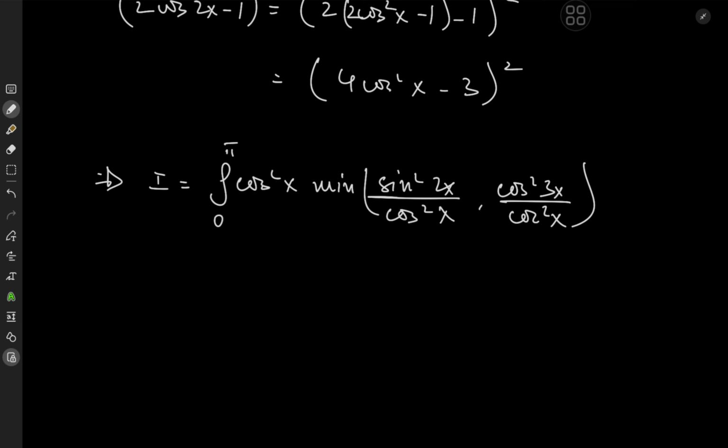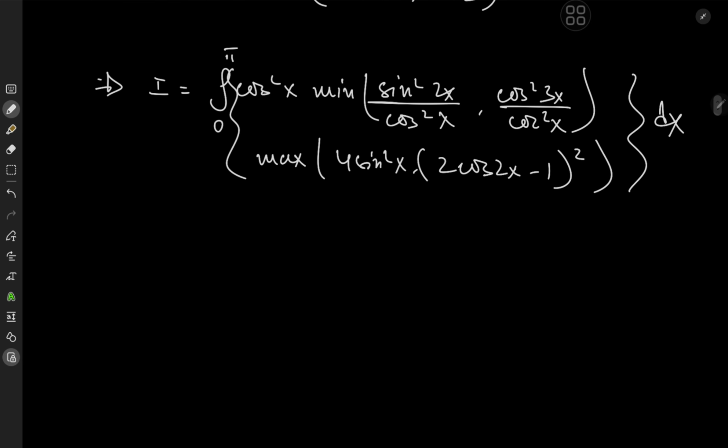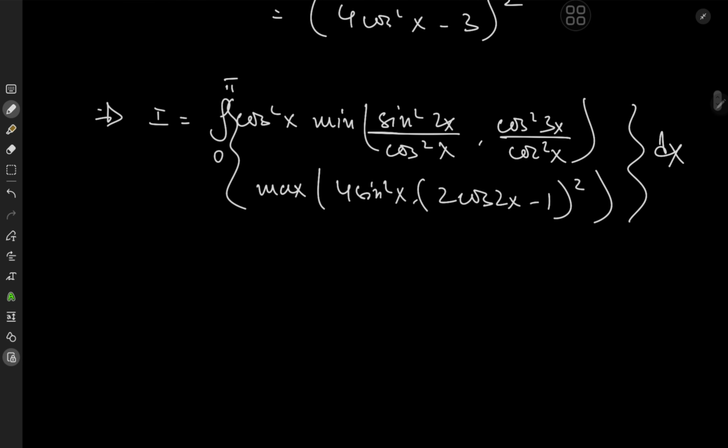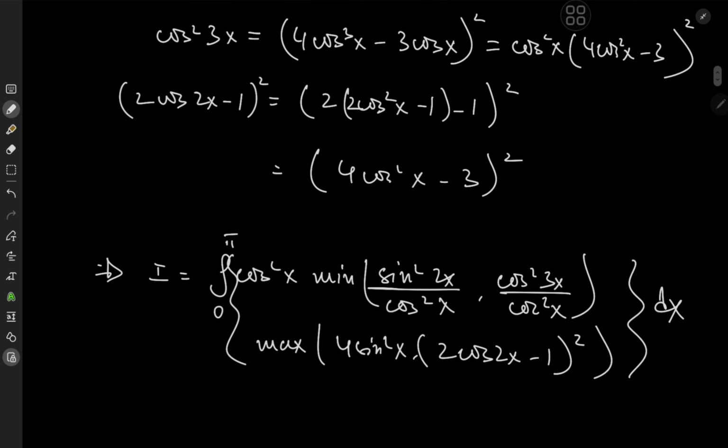Everything converges quite nicely. And of course, we have the max of 4 sine square x and, what exactly was it? Oh yeah, 2 cosine 2x minus 1 whole thing squared. Again, the curly braces, can't forget those, dx. So notice that sine square 2x over cosine square x is just going to be 4 sine square x, which is awesome. And of course, we just saw what happens when we divide cosine square 3x by cosine square x.